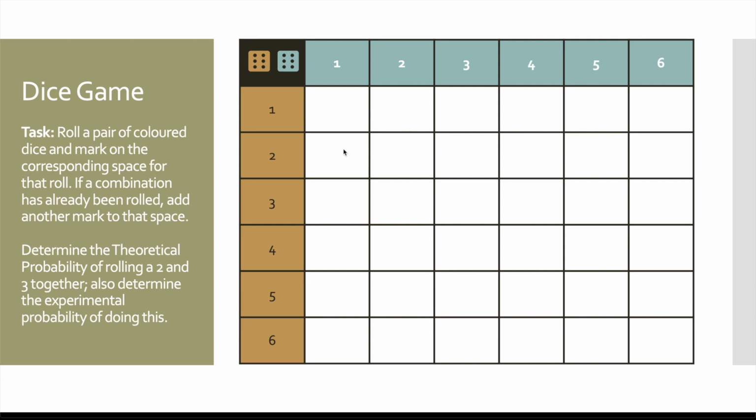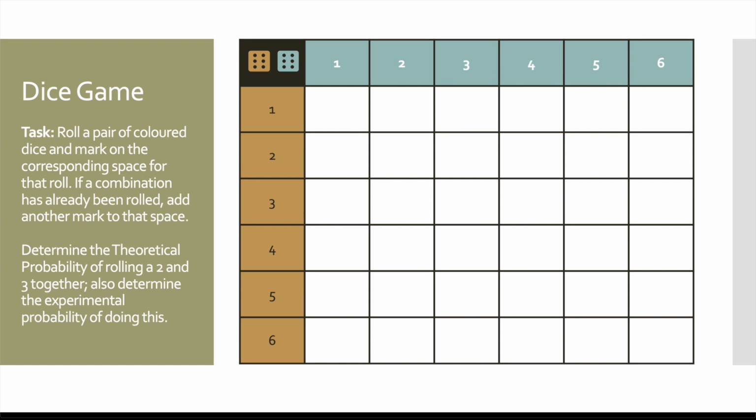Every time you roll, one on the gold, one on the blue, or vice versa, you put a tally in this square. If a combination's already been rolled, you add another tally to it. The idea is that you roll as many times as you need to fill up this entire board. Some of them you'll roll more frequently, some less frequently, but there's no set number of rolls. When we're doing the experimental today, it's just as many times as it took me to fill up the board.